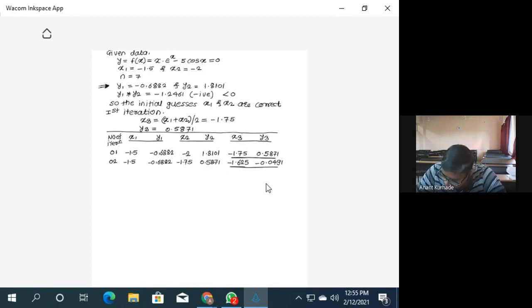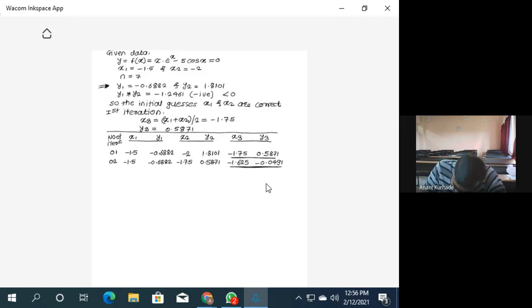You have to focus on the sign of y3. Here y3 is having a minus sign, so we are shifting minus to minus. Again, remember, we are checking the sign of y only. We are not checking the sign of x. Remember, this is very important.